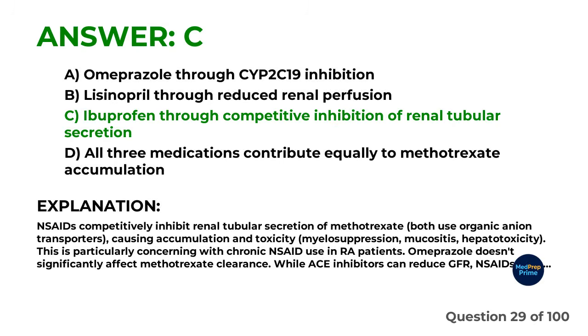Correct answer C. NSAIDs competitively inhibit renal tubular secretion of methotrexate. Both use organic anion transporters, causing accumulation and toxicity, myelosuppression, mucositis, hepatotoxicity. This is particularly concerning with chronic NSAID use in RA patients. Omeprazole doesn't significantly affect methotrexate clearance. While ACE inhibitors can reduce GFR, NSAIDs pose greater direct competition for elimination. The NSAID interaction requires either discontinuation or very close monitoring.